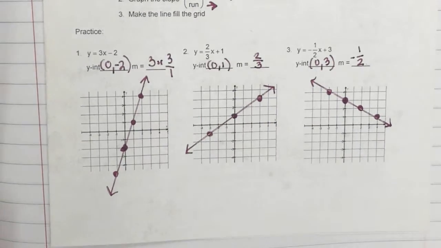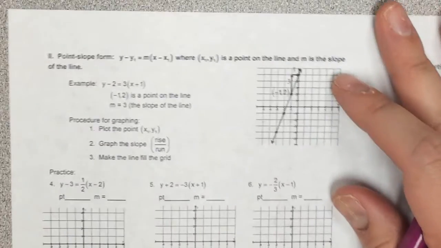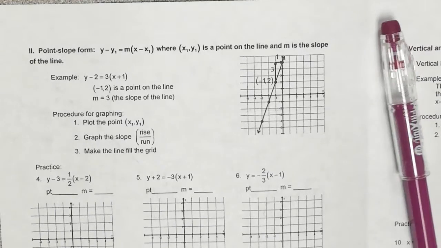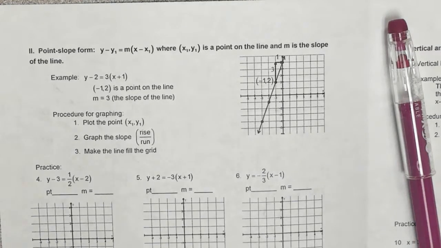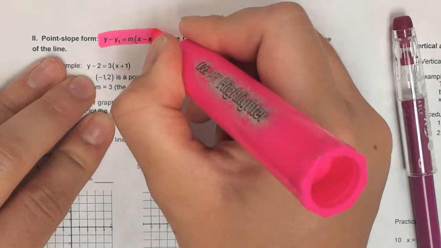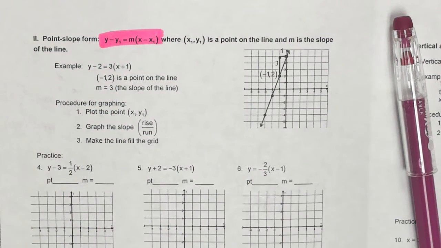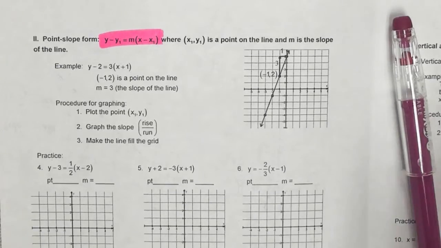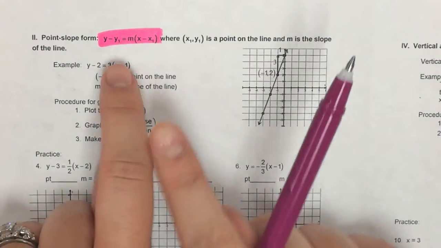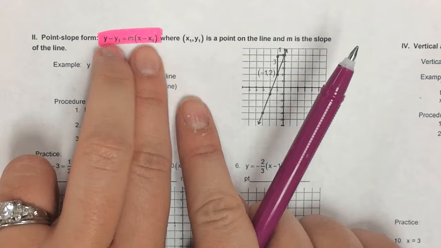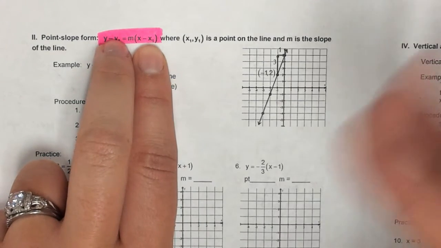Okay, let's do point slope form. This one requires that you memorize a little formula. This guy right here. You're going to have to memorize that. And we like this form because it actually gives us, within the equation, a point to start from. We don't have to start at the y-intercept.